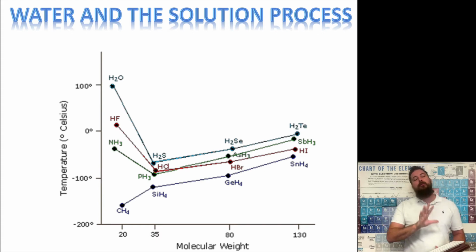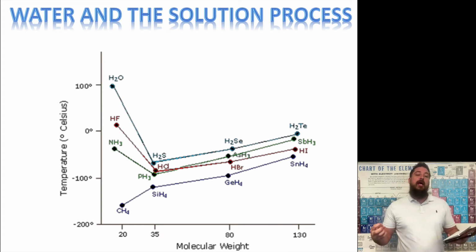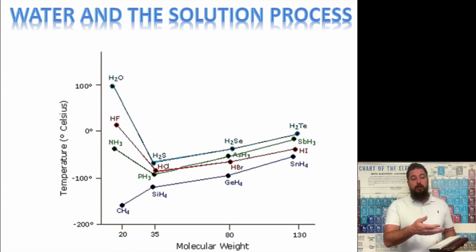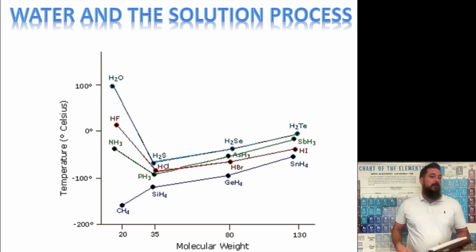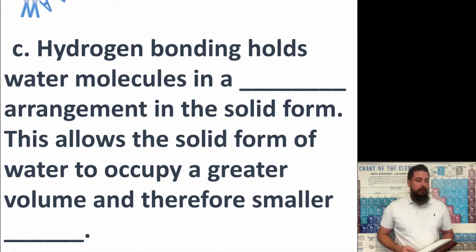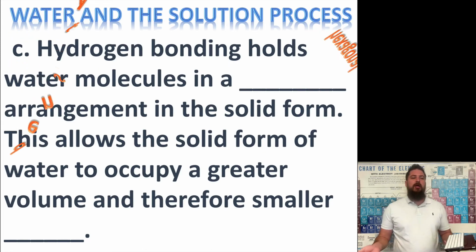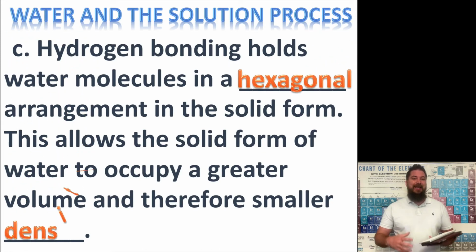And really, the point of this graph is to show how strong those hydrogen bonds are. Hydrogen bonds only occur in the H2O, the HF, and the NH3. Pretty much hydrogen bonded with any of these guys here, and that's what causes them to have a high boiling point. Now, hydrogen bonding holds water molecules in a hexagonal arrangement when they freeze.